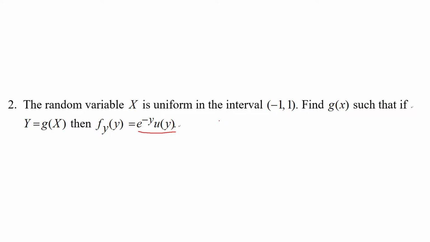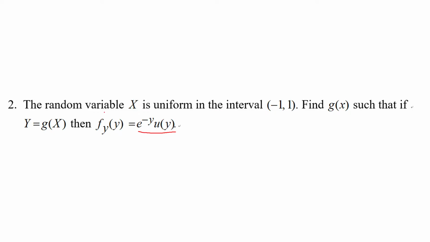And u(y) we've already learned is the unit step function. It means when y is greater than 0, u(y) should be 1, and otherwise u(y) should be 0, which means when y is less than 0, u(y) should be 0. And the random variable x is uniform in the interval from -1 to 1.